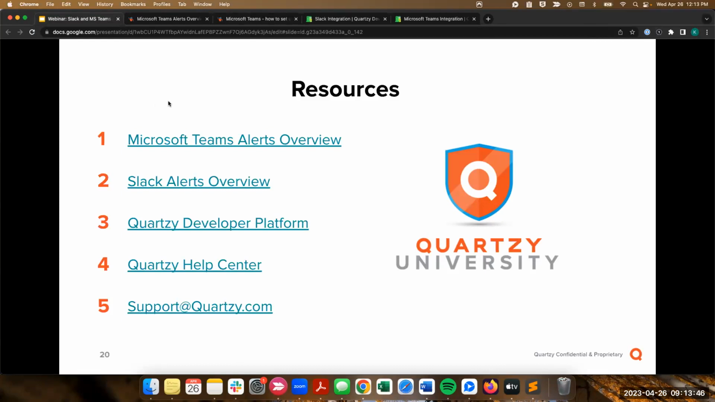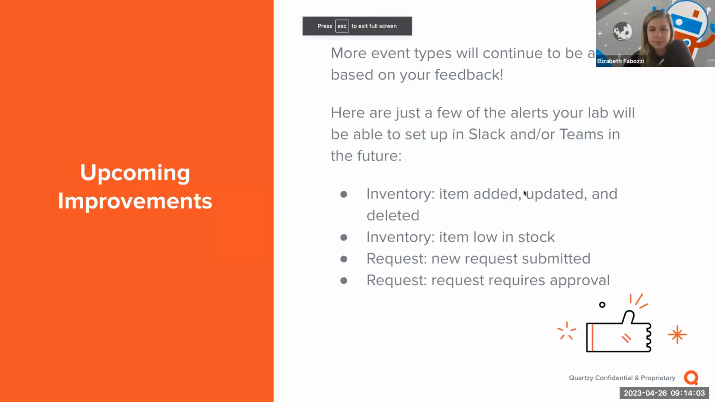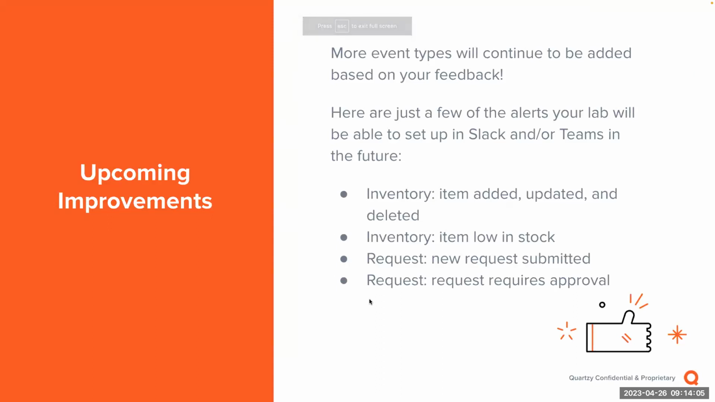So there's no timeline right now. If it's something that a lot of people are requesting, we can escalate that and try to get that done a little bit quicker. But I would say within the next 6 months or so, we should have all the ones that I've listed. Awesome. And if you think of any other ones that you would like to see, just email us at support@quartzy.com. Always taking suggestions, and we should be able to get those added.